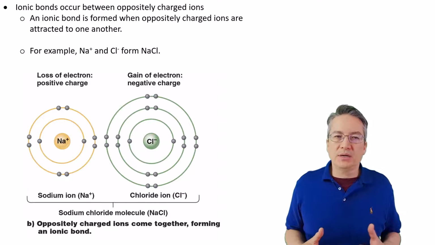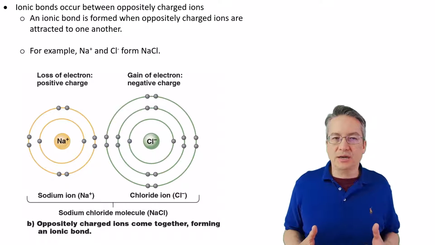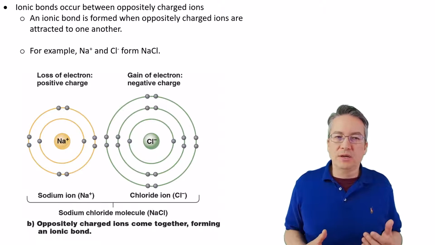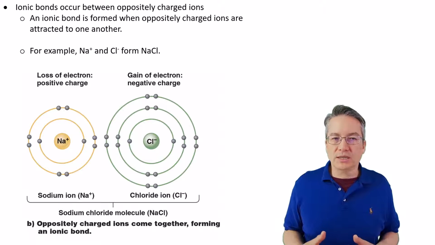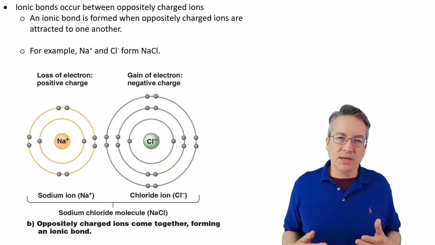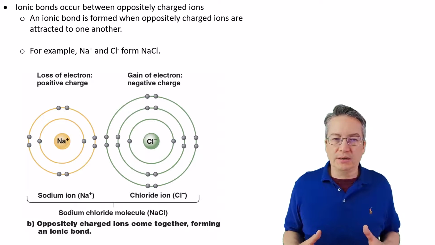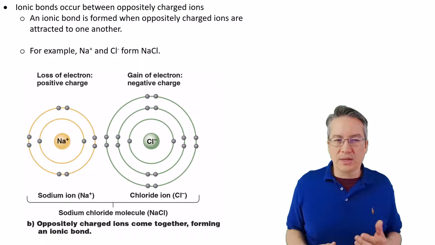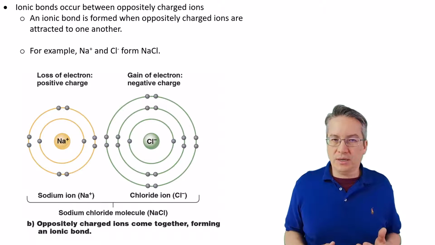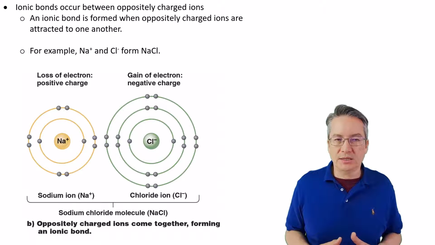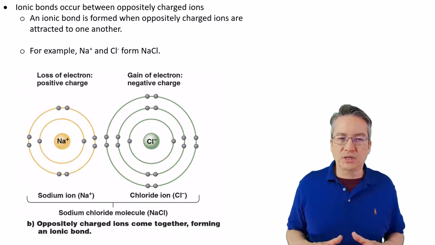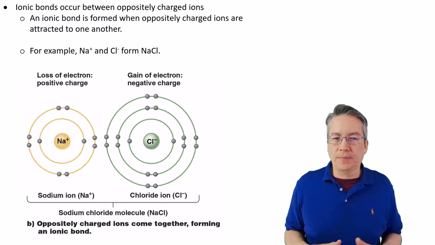An ionic bond is formed when oppositely charged ions are attracted to one another. For example, sodium is +1, chloride is -1. When they combine, they form sodium chloride, which is electrically neutral. So how does this work? Well, remember our sodium ion, Na+? It's stable in the sense that it has 8 electrons in its outermost shell. It does have a charge of +1.